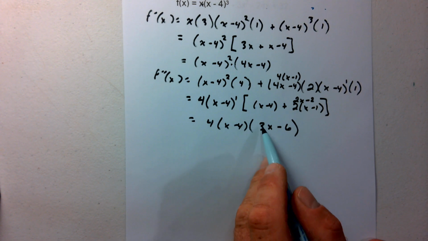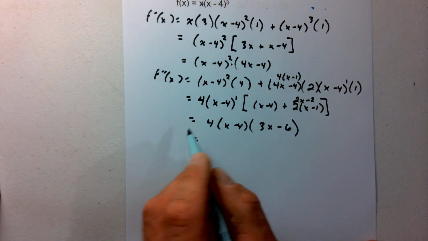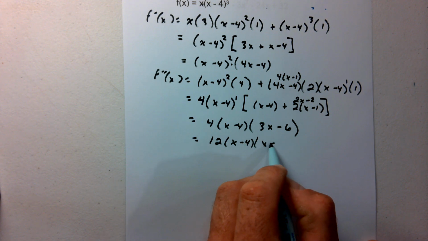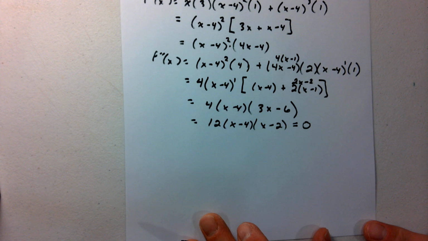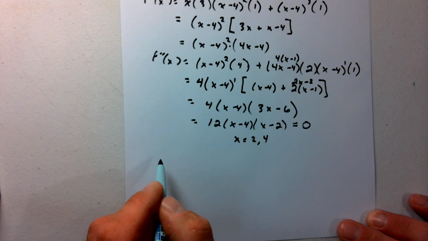I see that I could take a 3 out of 3x minus 6. If you want to do that, you can. Might as well go ahead and do it since I saw it. If you don't, it's okay, because ultimately what we're doing is setting this equal to 0. It might help as we plug in some test values, but it really is up to you on if you want to take that 3 out or not. So I get x equals 2 and x equals 4.